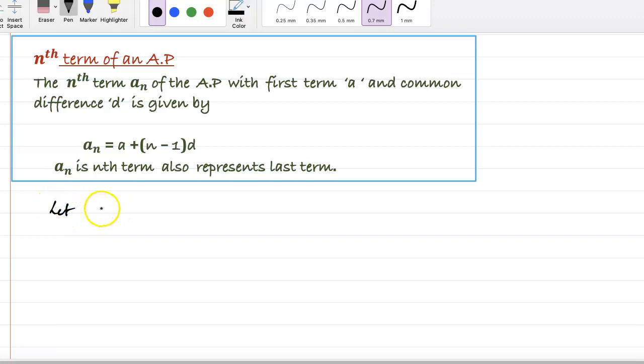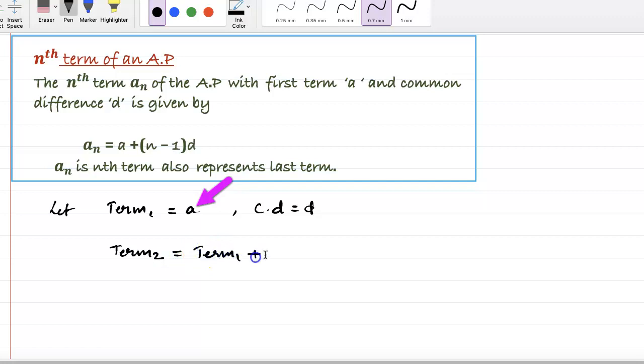Let term 1 be A and the common difference be D. So term 2 is term 1 plus the common difference. The term 1 we know is A, plus the common difference D.